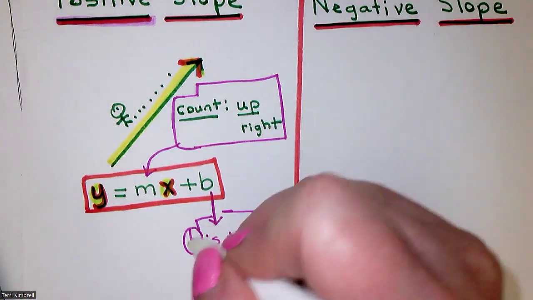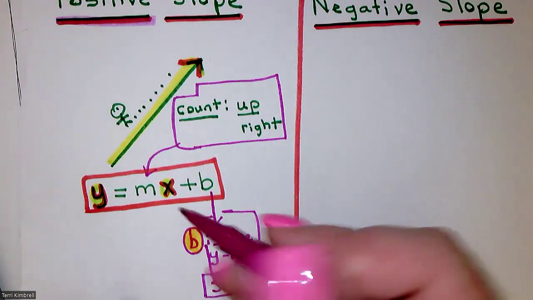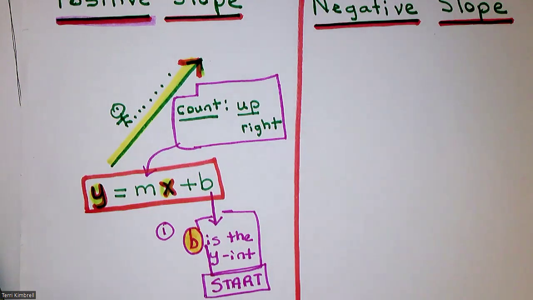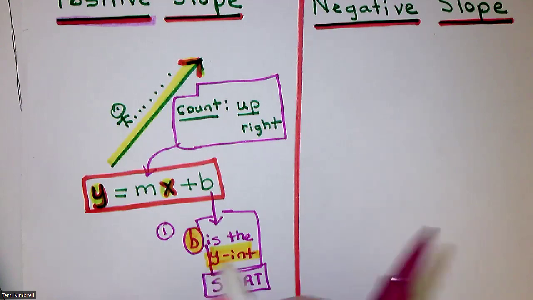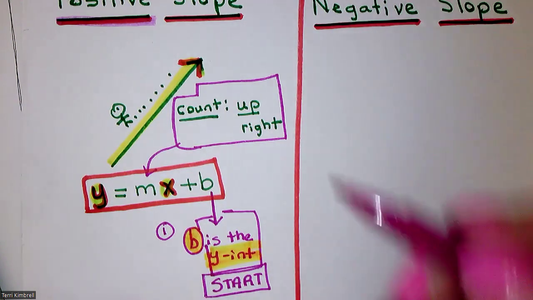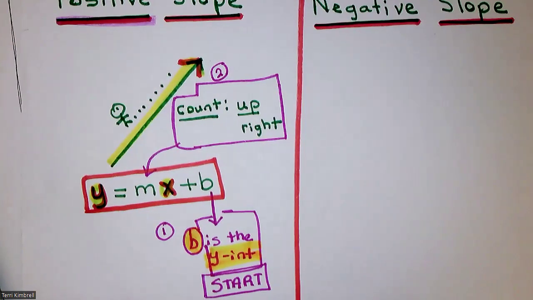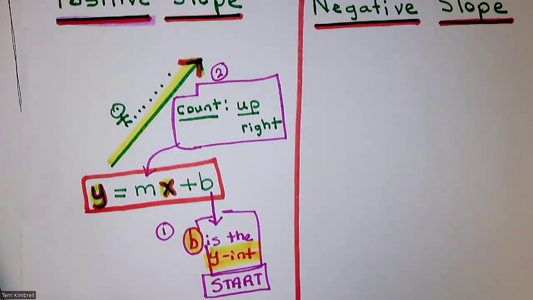So we always do this step first. I'm going to number that. You want to do b first. You want to plot that, and when you plot that, you want to put it on the y-axis. Then the second step is you're going to count, and you're going to count up and right. Just remember, positive is up and right. You can always go backwards once you've started your counting with up and right.